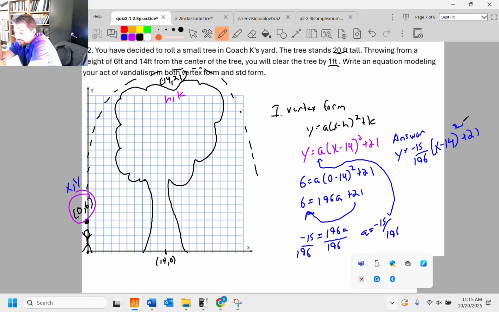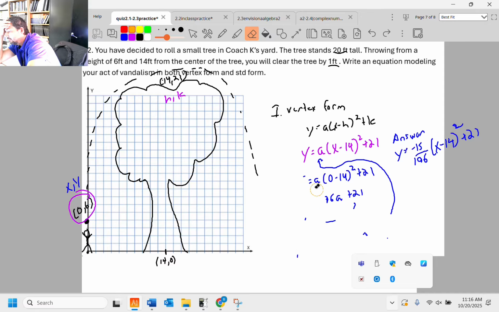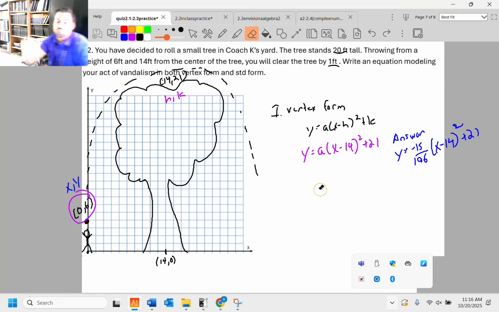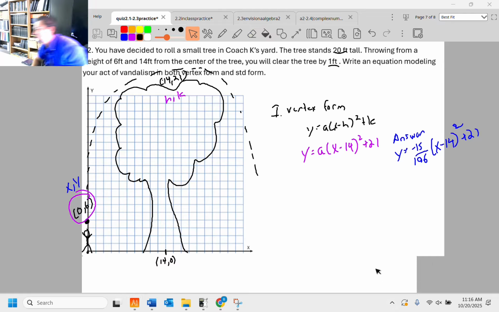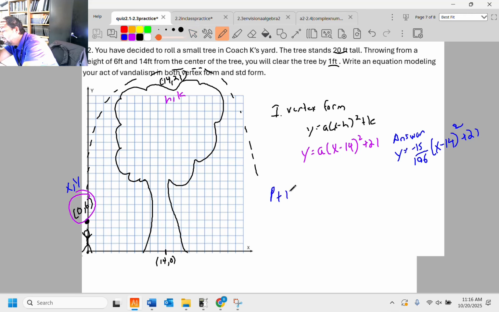That's part one. Part two is vertex, sorry. Part two is standard form. I hate it for you kids that just fast forward and don't copy stuff down until you see an answer. I just erased a lot of work. Anyways, part two is standard form, which is ax squared plus bx plus c.